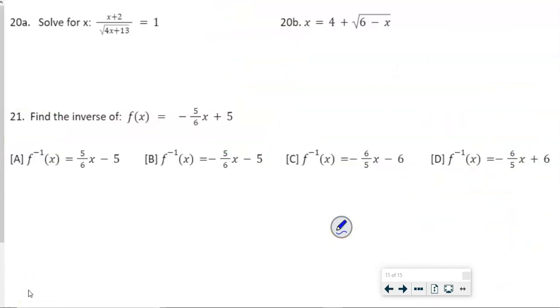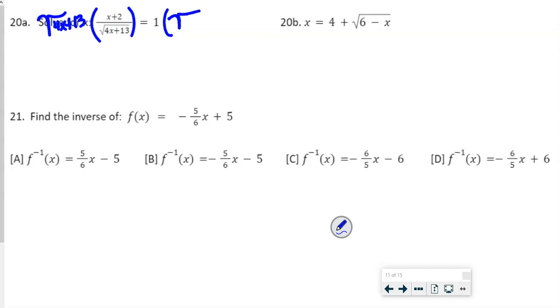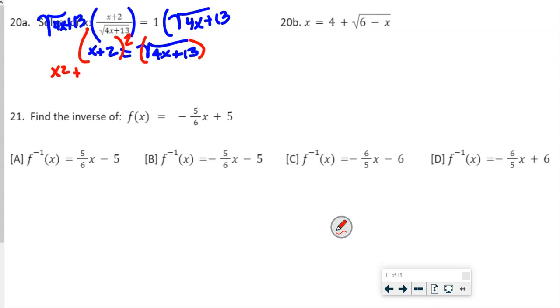So for 20a, we're going to go ahead and multiply both sides here by the square root of 4x plus 13. So we can get rid of that in the denominator. So that's going to give us x plus 2 equals the square root of 4x plus 13. Then we're going to square both sides. You can use the box to square the x plus 2 if you need to. That's going to give you x squared plus 4x plus 4, and that's equal to 4x plus 13. So we're going to subtract 4x from both sides and the 13.